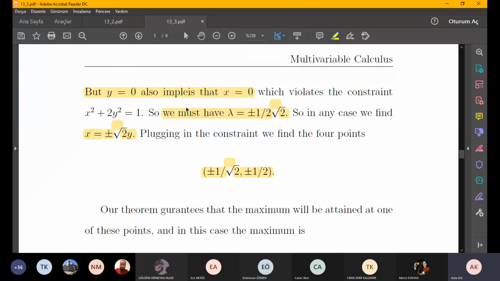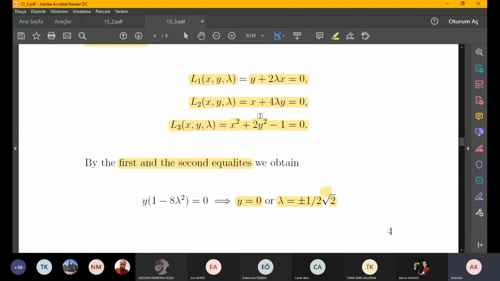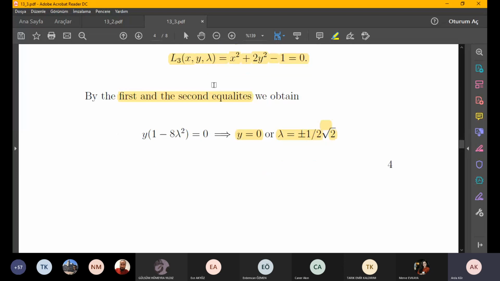So when y equals 0, then it implies from the first or second equation x equals 0, but it will have a contradiction with the third equation here, because it will be 0 plus 2 times 0 minus 1 equals 0, which will be minus 1 equals 0. So that is why y cannot be 0, so that the first case cannot happen. So the only option is that lambda equals plus or minus 1 over 2 square root of 2.